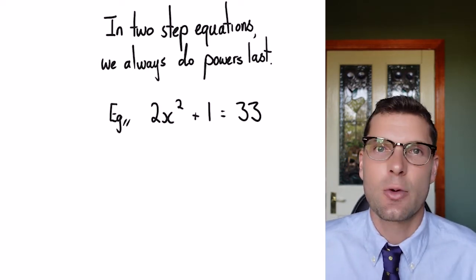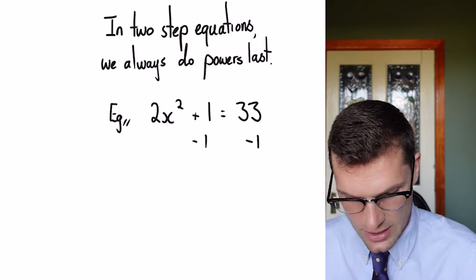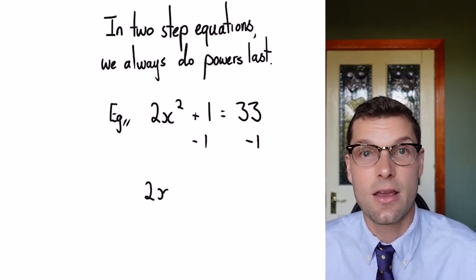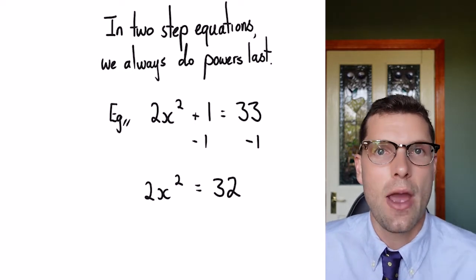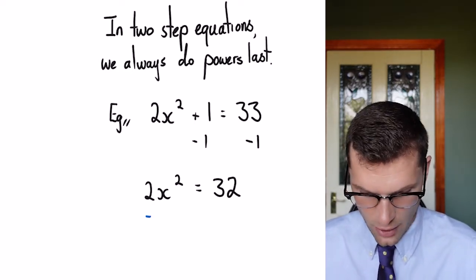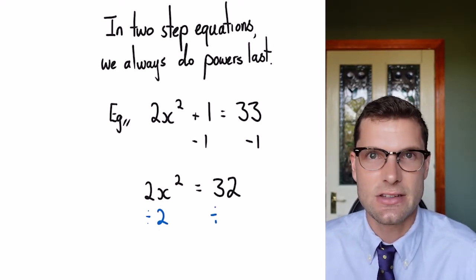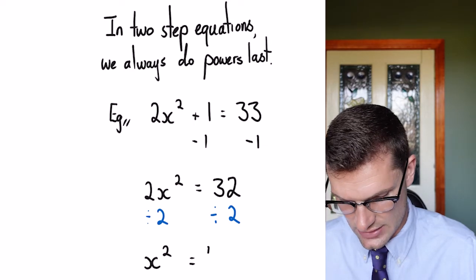If we've got 2x squared plus 1 is equal to 33, we just minus 1 from both sides, which gives us 2x squared is equal to 32. To get rid of that 2 out the front, it's 2 times x squared. We've got to divide this side by 2 and divide this side by 2. This is going to give us x squared is equal to 16.